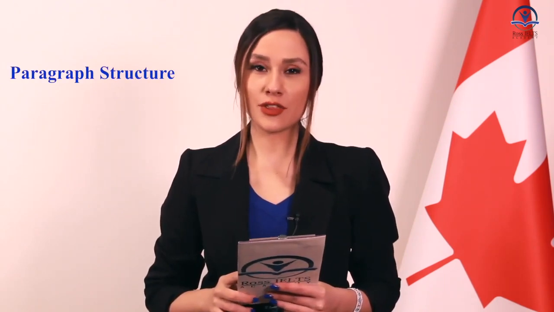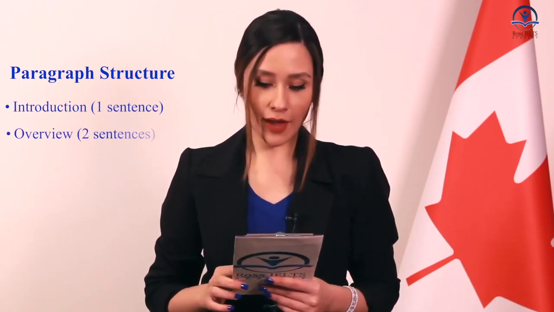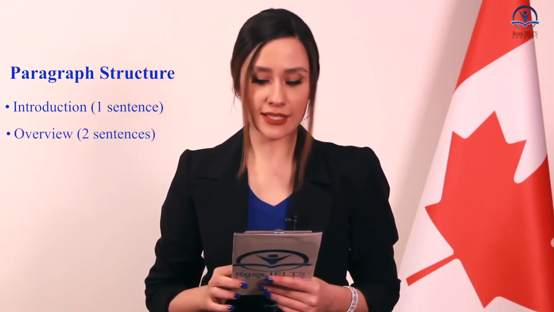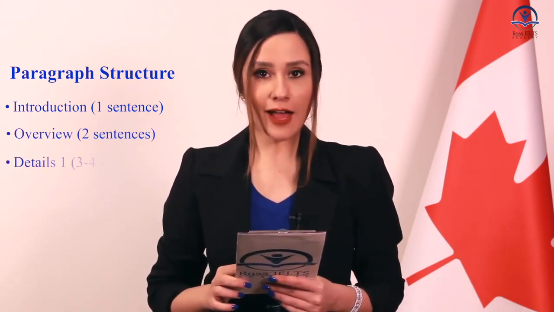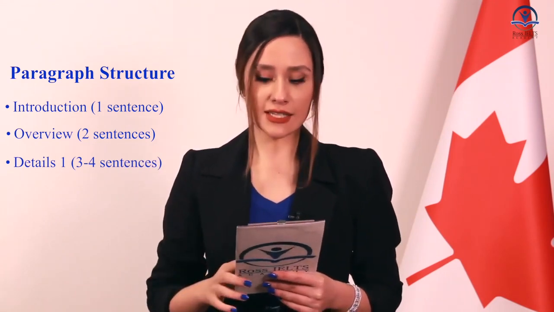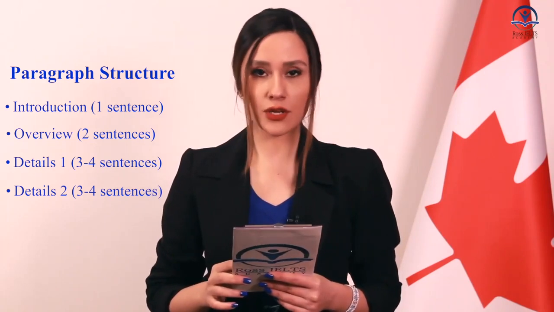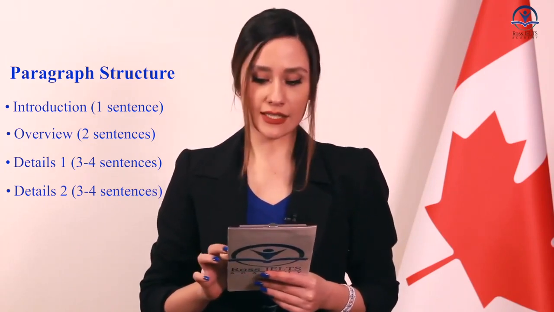As we learned in the previous videos, in IELTS Writing Task 1, we have a 4-paragraph structure. Let's see what they are. First, we have the introduction paragraph, which is in 1 sentence only. Then we have the overview paragraph, which is in 2 sentences. Then we have details paragraph 1, which is between 3 to 4 sentences. And details paragraph 2, which is again between 3 to 4 sentences.